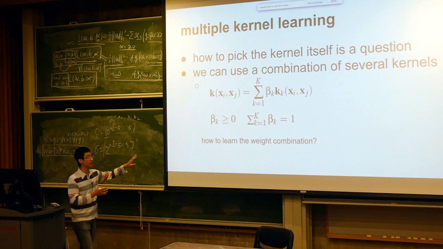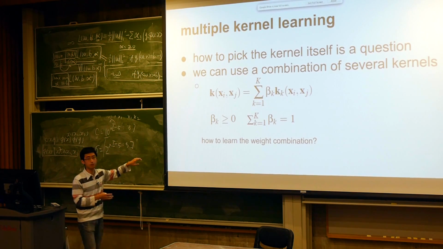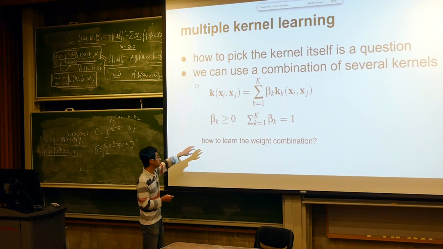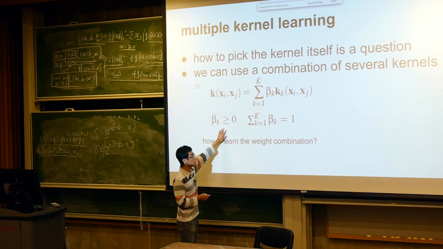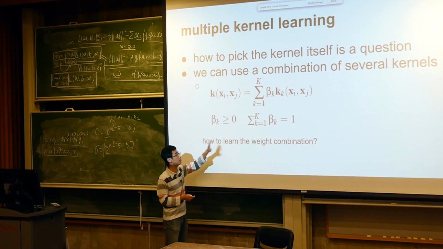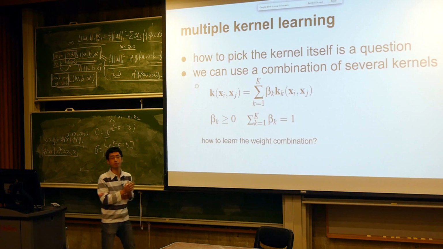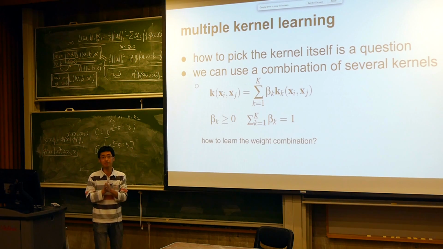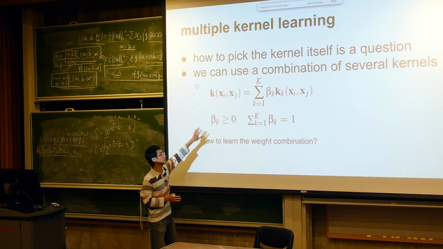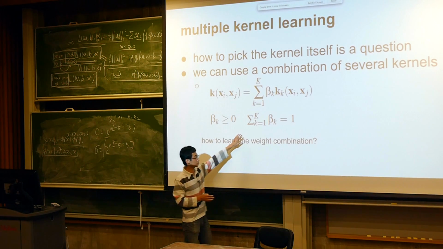We can use a combination of many kernels. We can use a total of K kernels, and we can take a weighted combination of them, subject to the constraint that the weights are greater than or equal to 0 and the summation is 1. We have this constraint because we have to keep the original function a kernel, because a kernel has to have the positive semi-definite property, right? So this constraint can keep the function a kernel. And this is just a normalization.